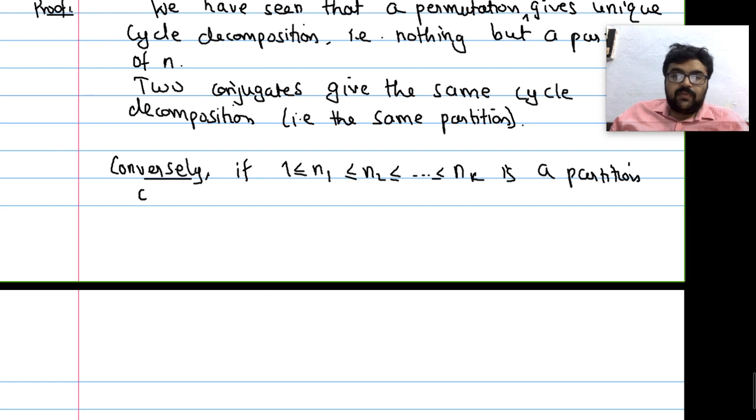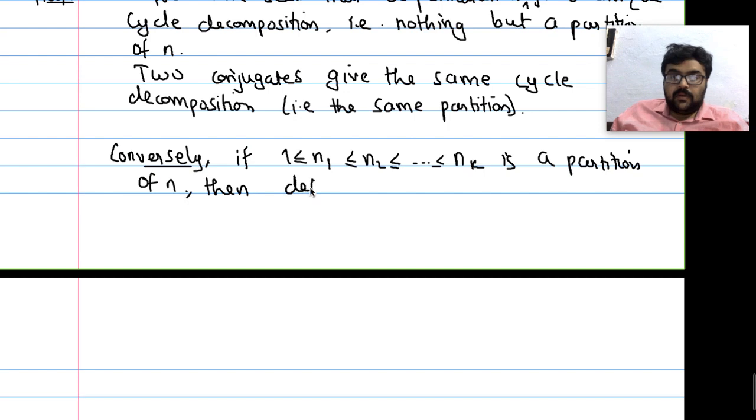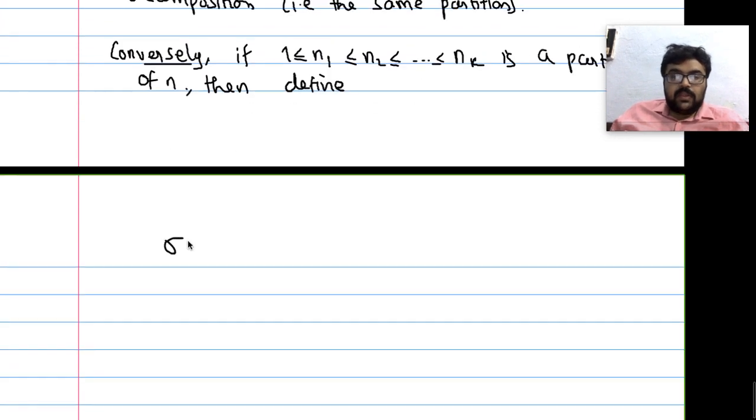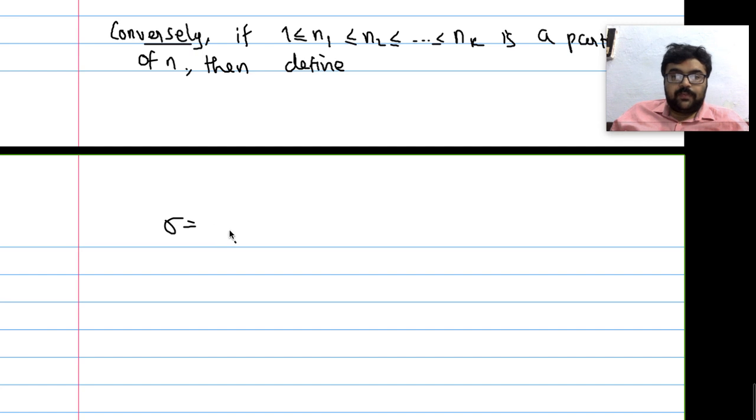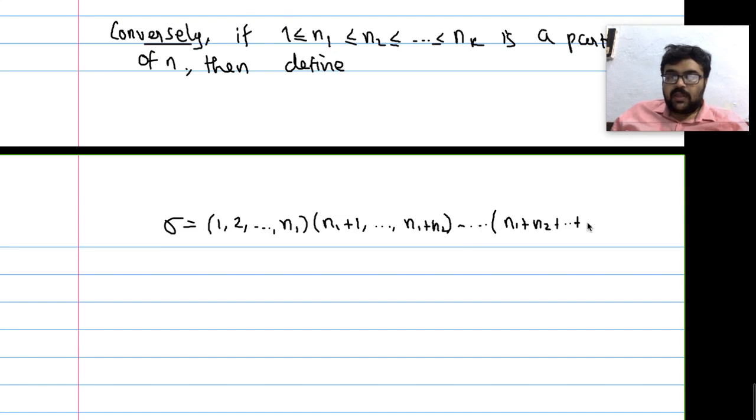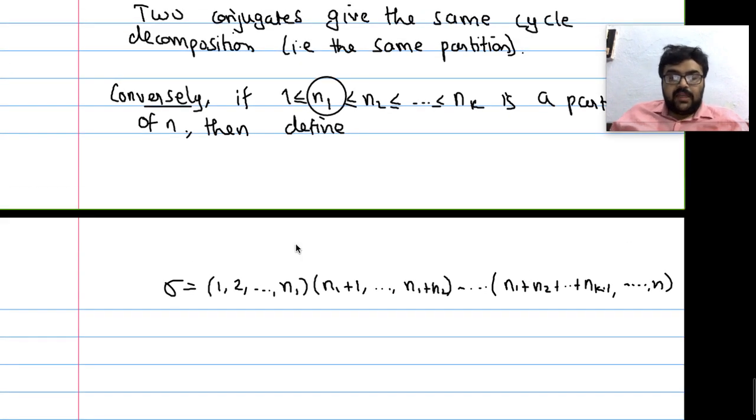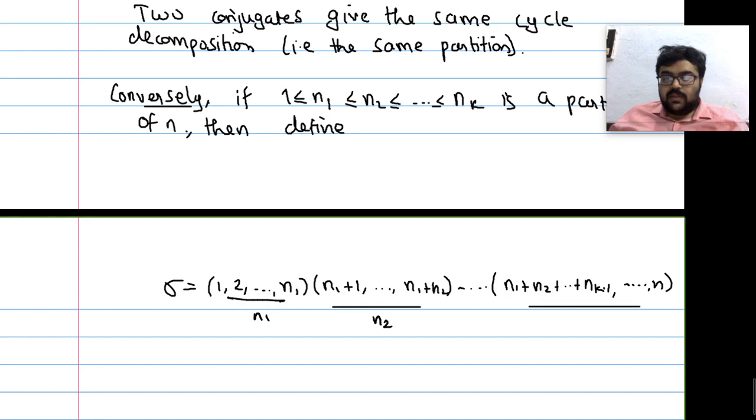Suppose this is a partition of n, then we can define sigma like this: 1 goes to 2 up to n1, and then n1 plus 1 up to n1 plus n2 and so on. So the last one will be n1 plus n2 plus up to nk minus 1, and that goes up to n. So an n1-length cycle, that is the first n1 elements, then an n2-length cycle, that here is n2, this is n1, and this is nk.